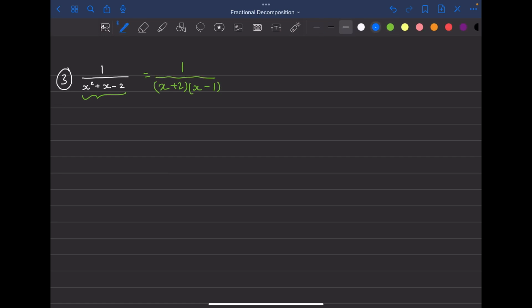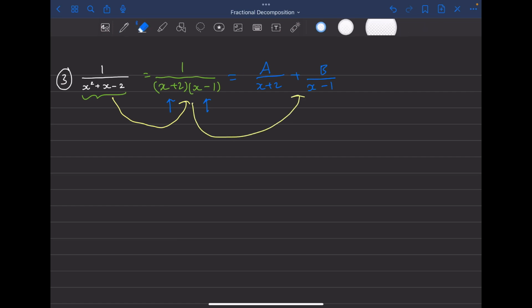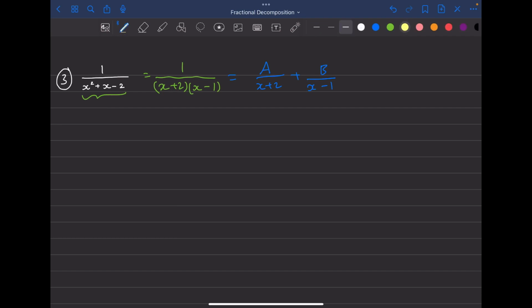And now we have 2 linear terms that we can now split off into a over x plus 2 plus b over x minus 1. And that's it. We are done. Once again, all I did was I first factored it out, because you always have to check to make sure that you can or cannot factor before moving on. If you can, do it. And then after doing it, you can now get this and do what we have done multiple times.